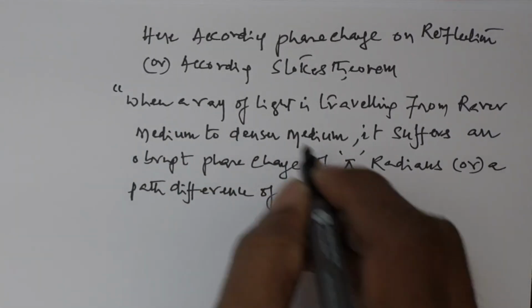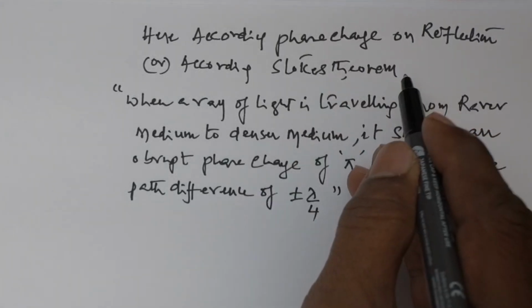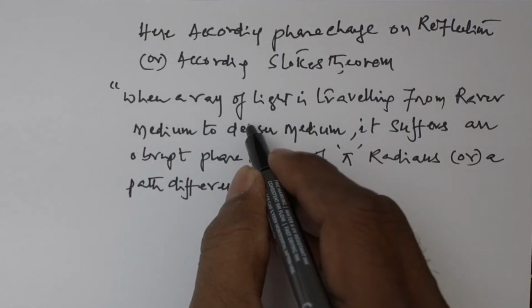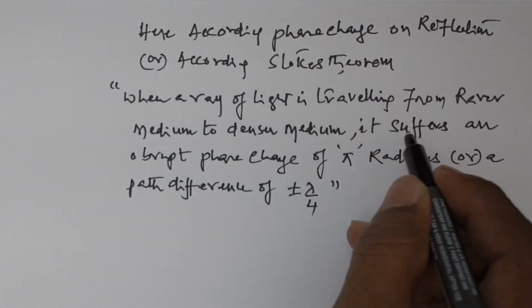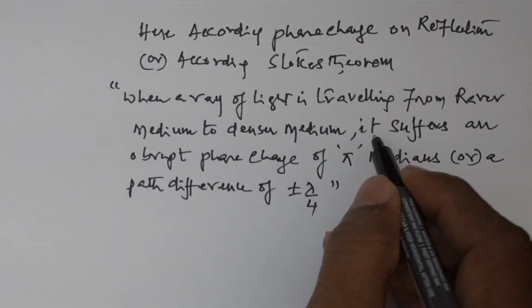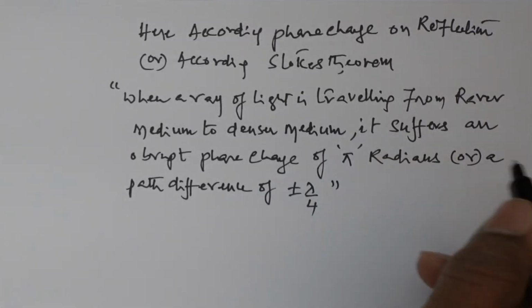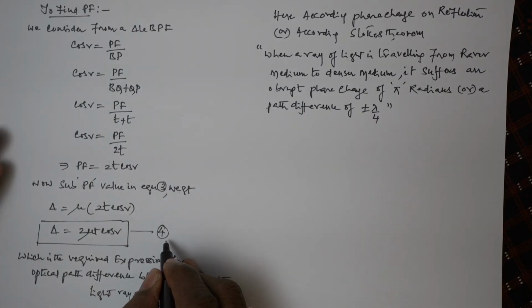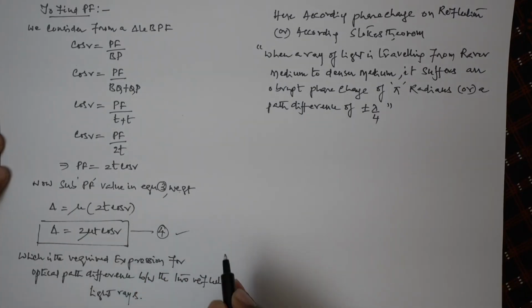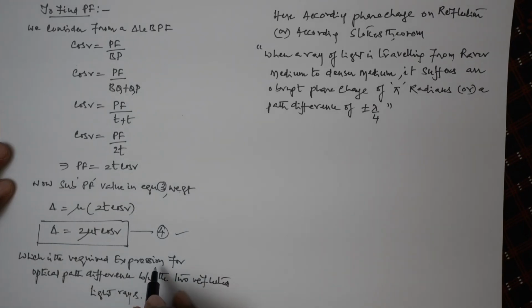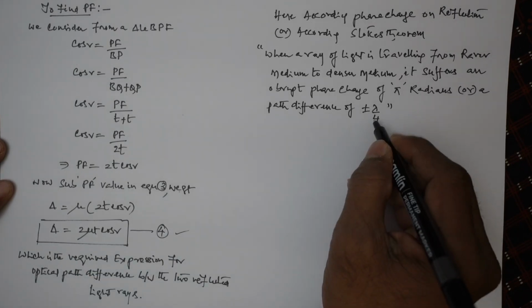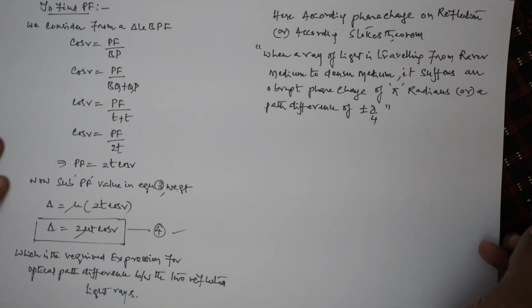So I am repeating once again. According to phase change on reflection, Stokes theorem is telling that when a ray of light travels from a rarer medium to a denser medium, it suffers a sudden phase change of either pi radians or a path difference of lambda by 4. In equation 4, what did we get? We got the path difference. Equation 4 is telling exclusively the optical path difference between two reflected light rays. So therefore, what should I do? To this 2 mu t cos r, I will add plus or minus lambda by 4. Then I get the effective optical path difference.